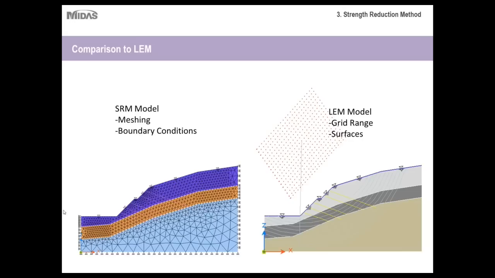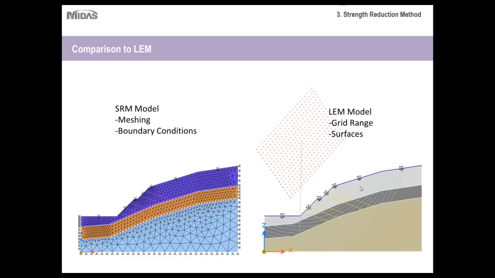meshing. Boundary conditions are also created, so you have your rollers on the sides here to account for deformations or up and down movement, and then you also have your pins on the bottom here to account for any sort of rotational movement. Whereas with the limit equilibrium model, you don't need to create a mesh set.